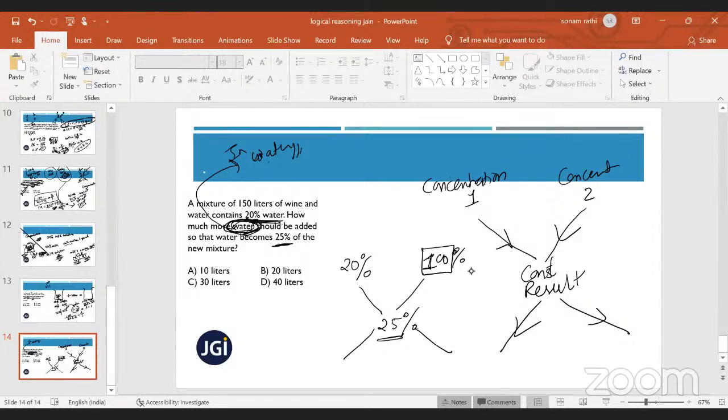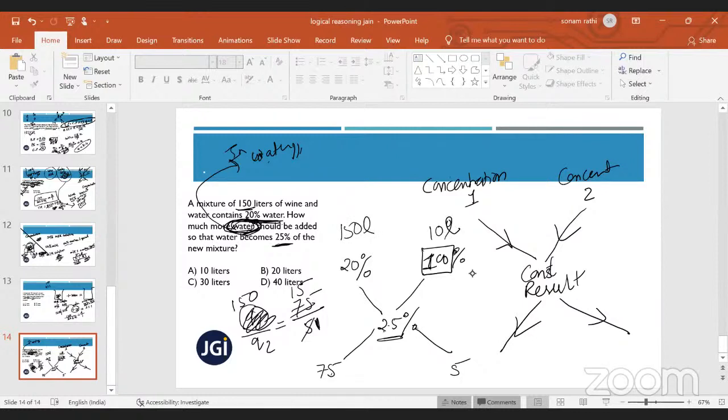So now, what will the ratio become? 100 minus 25, 75; 20 minus 25, 5; 25 minus 25. Correct? 75 is to 5. Q1 upon Q2 is 75 upon 5, that is 15 by 1. Do you know Q1? Yes, Q1 is 150. So how much will be Q2? Q2 will be 10. So if this is 150 liters, this is 10 liters.